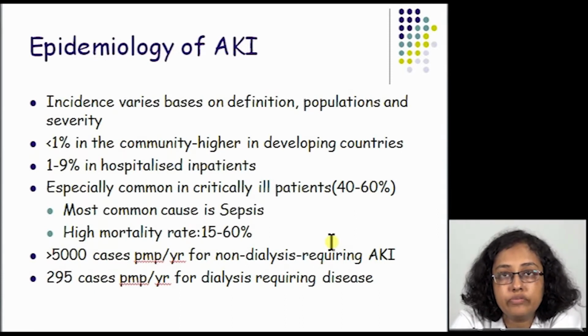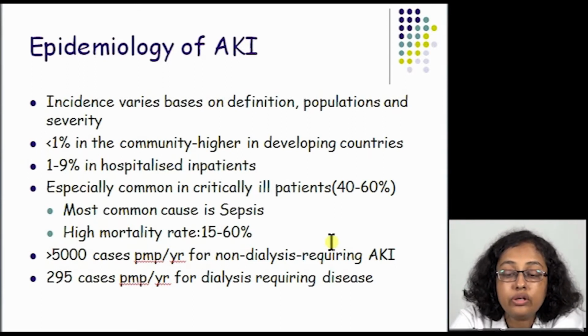Probably because of better infection control measures, and it is more common in developing countries like India. Hospitalized patients often develop acute kidney injury because of a variety of causes which we will discuss. The incidence again ranges from 1 to 9% and is higher in developed countries.